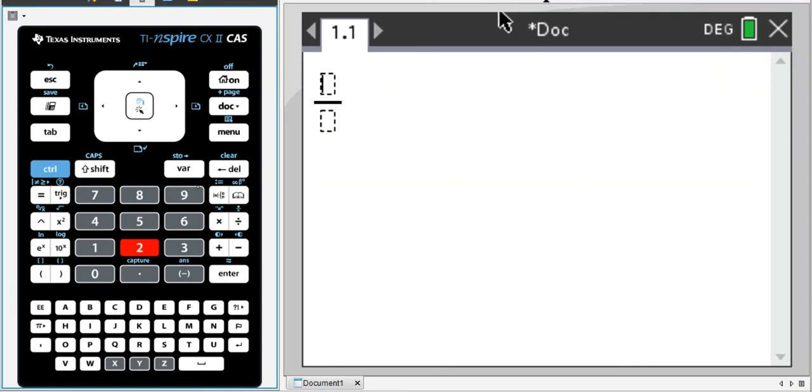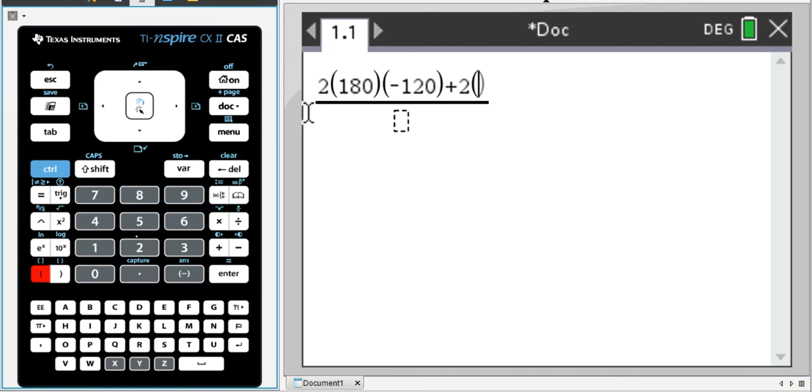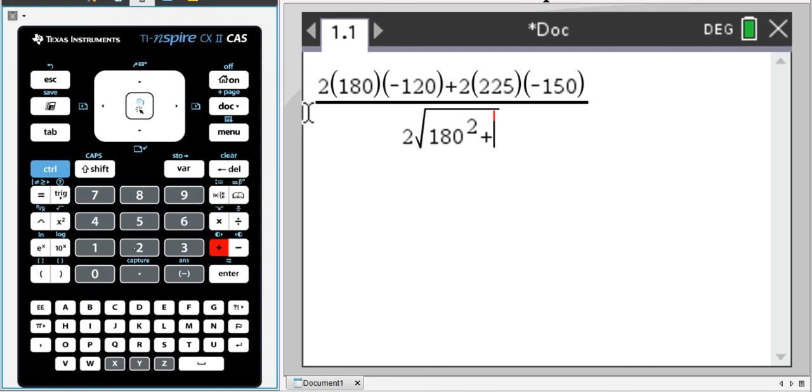So we've got 2 times 180 times negative 120 plus 2 times 225 times negative 150, and all of this is divided by, let me try this again, 2 times the square root of 180 squared plus 225 squared.